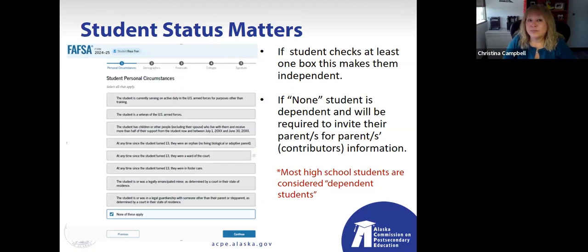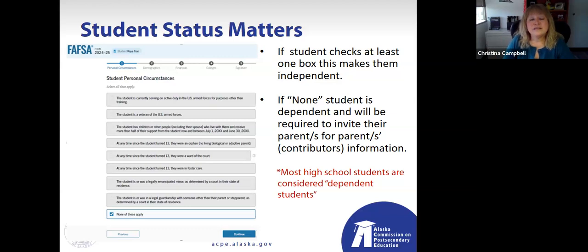So a student will either be independent or dependent, and most students, traditional students who are graduating from high school, will be considered dependent, meaning that parents will more than likely have to fill out the FAFSA and submit their information. So they will be inviting their parents to fill out their portion of the FAFSA.